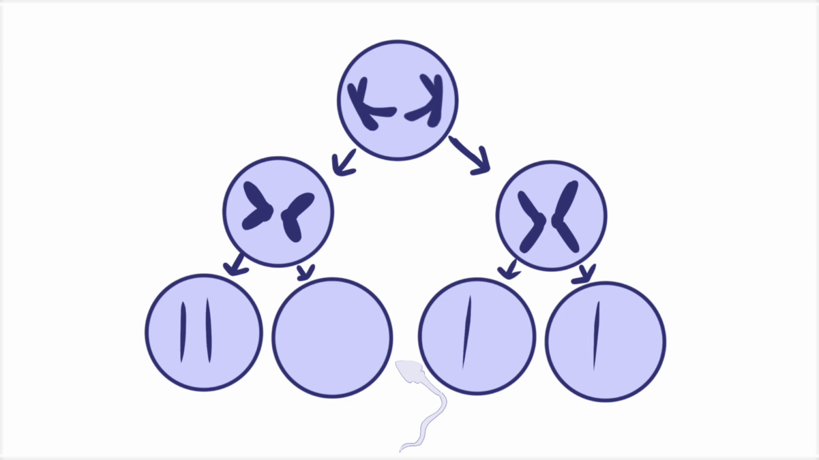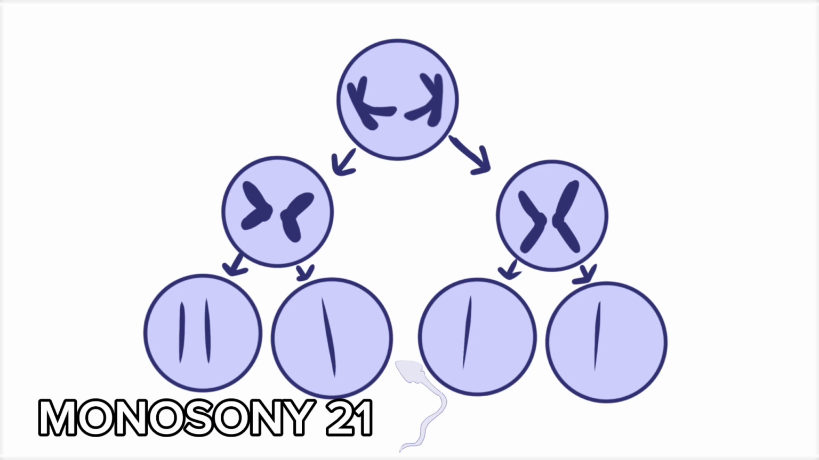But the sperm could fuse with one of the cells missing a chromosome, giving it only 1 chromosome, which is called monosomy 21. Free trisomy 21 is also 95% of Down syndrome cases.